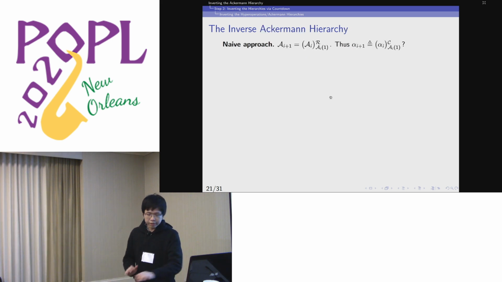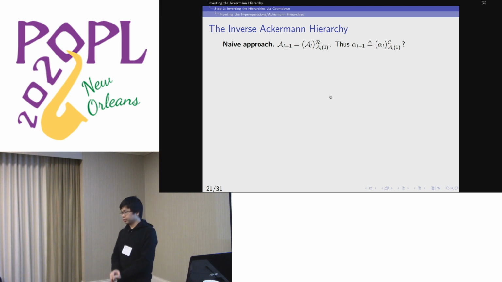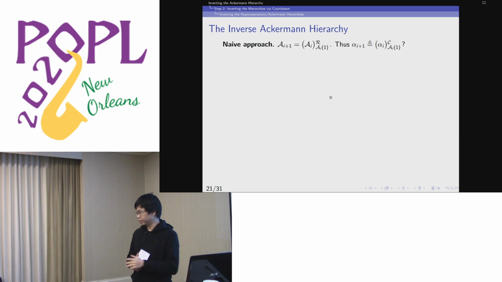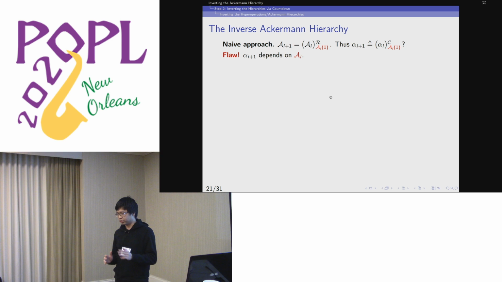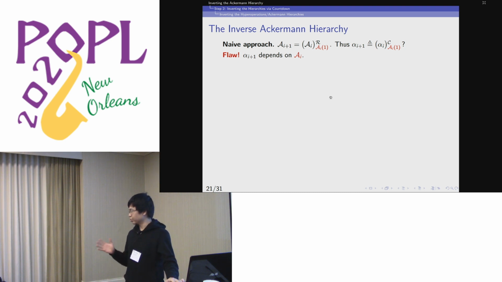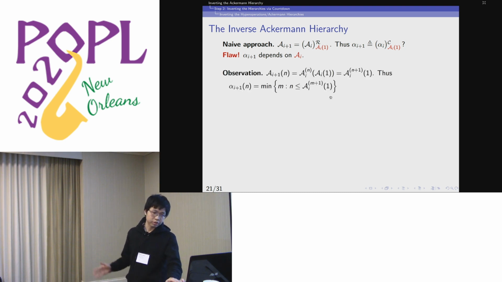So if we want to build the inverse Ackermann tower in the same way as the hyperoperation, we may run into a problem. If you look at this, the next level of the inverse Ackermann hierarchy is the countdown to a_i of 1 of the previous level. But there's a flaw, because right now the next level still depends on a, and we don't want any of a in this definition. We want them to be independent. And so we need a little bit more trick to define the inverse Ackermann tower.